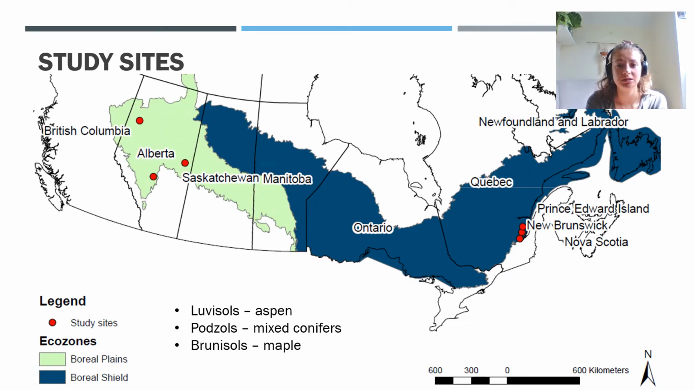We have selected a total of 7 sites across the Canadian boreal forest. 3 of those sites are located in Alberta, in the boreal plains with alluviosolic soils and an aspen-dominated canopy. 4 of the sites we have selected are located in Quebec, in the boreal shield, and we have 2 sites with podzolic soils and a mixed conifer canopy, and 2 sites with brunisolic soils and maple tree canopy.